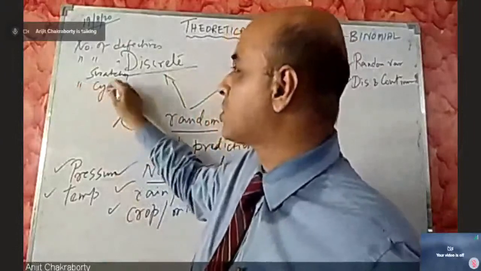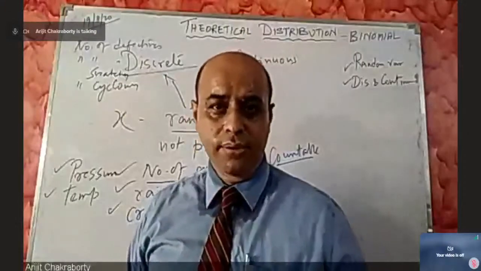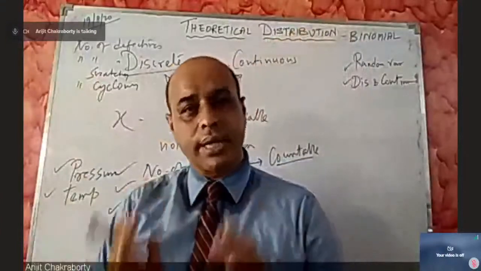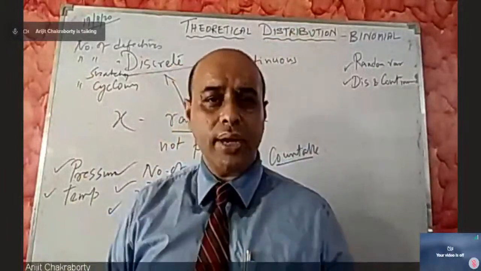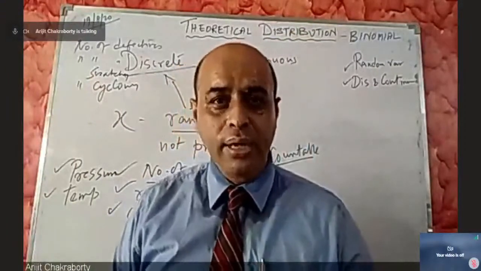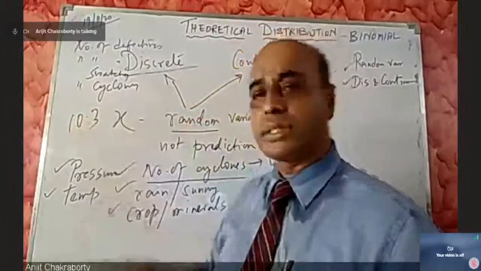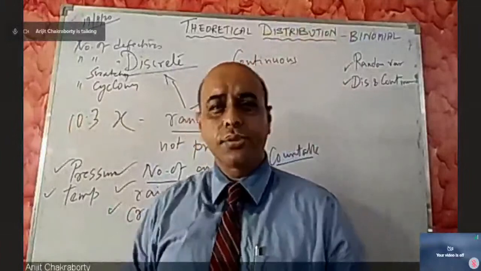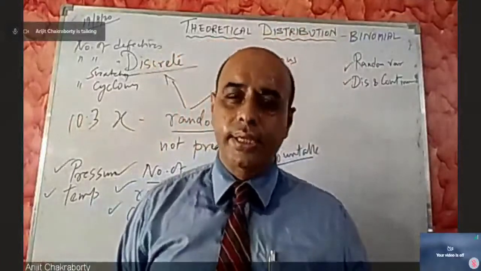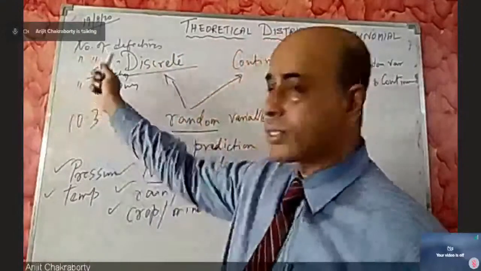Number of cyclones. You can have any number of cyclones, but not a fractional amount. Number of scratches: yes, you can have 5 scratches, 10 scratches, 1000 scratches, 777 scratches, but you cannot have, say for example, 10.3 scratches. No. So these are discrete. When we use the word discrete, it means that there are specific values which X can assume.